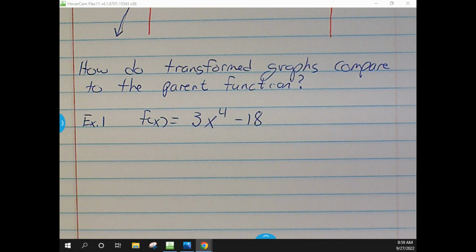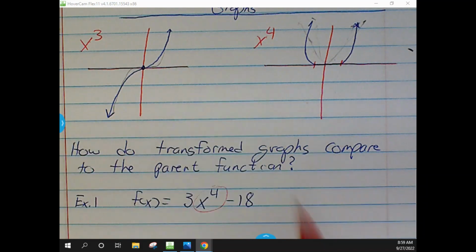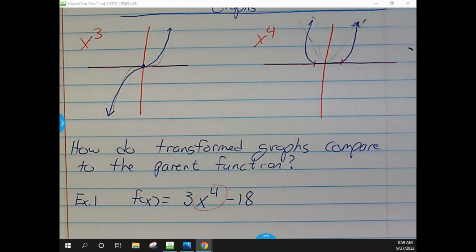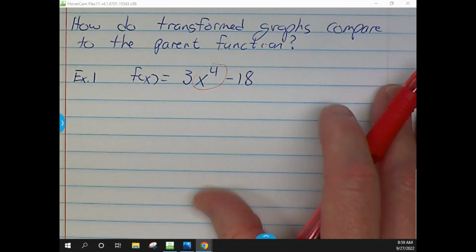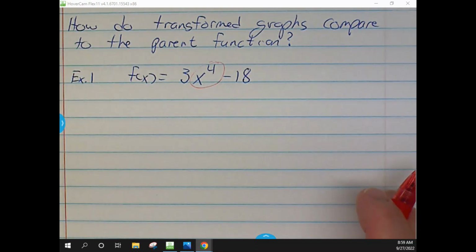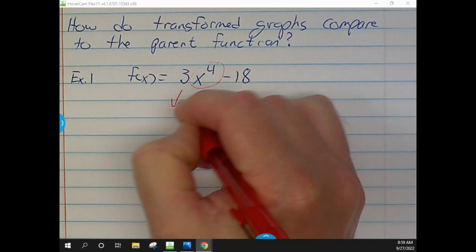Okay, and again, when they're talking about the parent function, you're basically saying, all right, we've got x to the fourth. That's the parent function because we've either got x to the third or x to the fourth. With this section, that's pretty much the two things they're looking at. Okay, so we know we're talking about x to the fourth. So then it's basically saying, all right, what do these other numbers outside of x to the fourth do? What does that 3 indicate there?